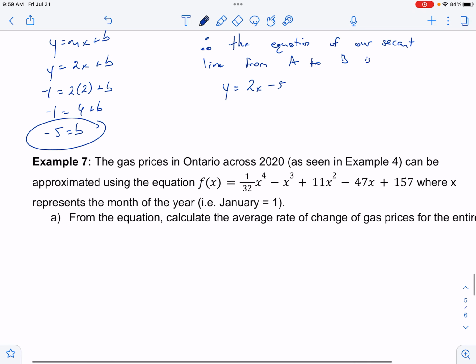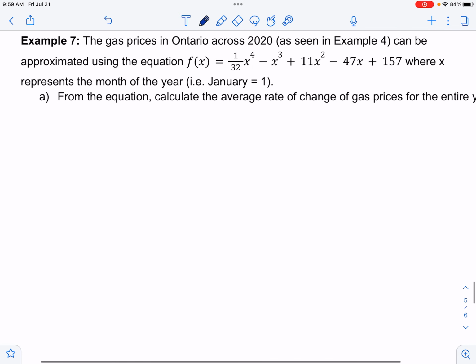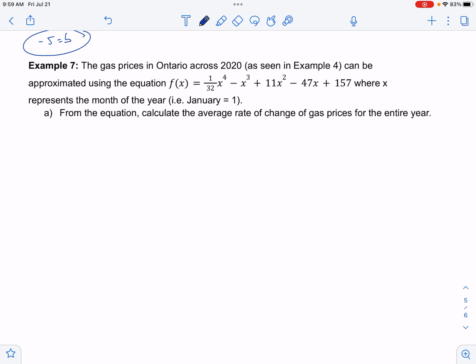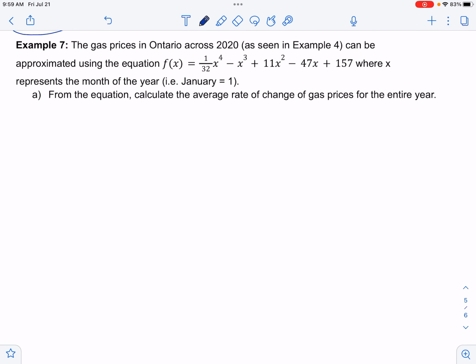Awesome. And our very last example here, just to sort of get you comfortable working with secant lines: the gas prices in Ontario across 2020, which we saw previously in example 4, can be approximated using this equation. F of x is equal to 1 over 32 x to the 4, take away x cubed, plus 11x squared, minus 47x, plus 157, where x represents the month of the year. From the equation, calculate the average rate of change of gas prices for the entire year.